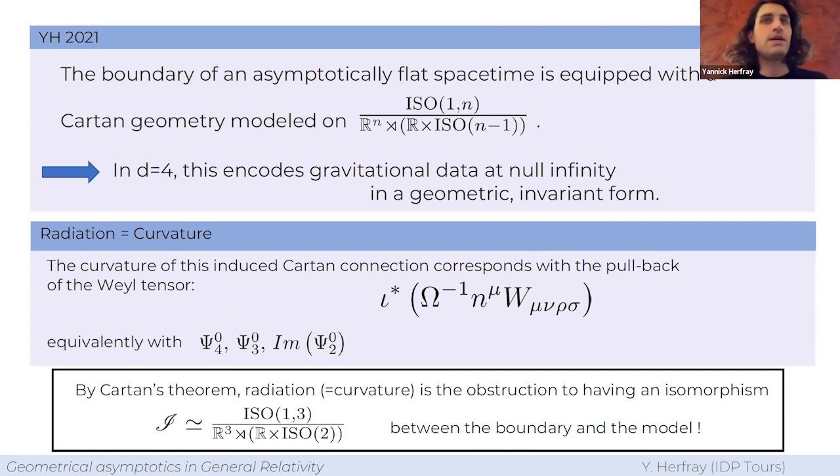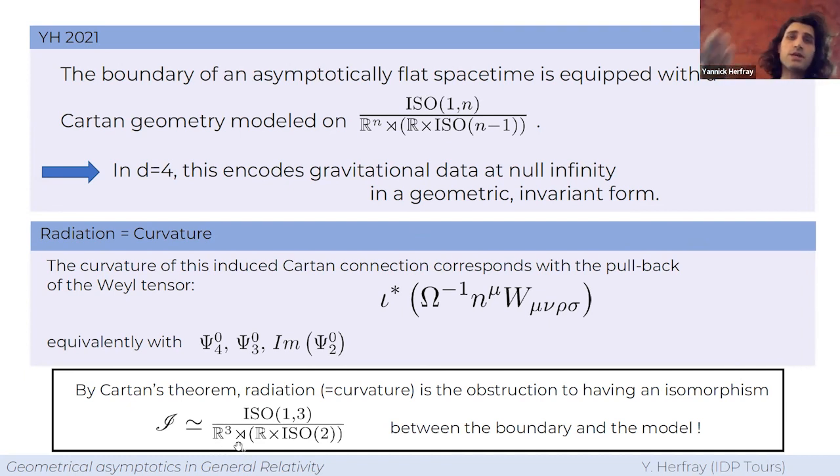So this is the message: in general, initial data at null infinity are intrinsically understood as being a choice of Cartan connection, and radiation is curvature of this boundary geometry. And you get more from this, because by Cartan's theorem, curvature, which is now radiation, is your obstruction to having an isomorphism with the model. So in general, this geometry is curved. There is no way of identifying your boundary with these homogeneous spaces, but precisely in the absence of radiation, this curvature is zero, and you have one isomorphism.